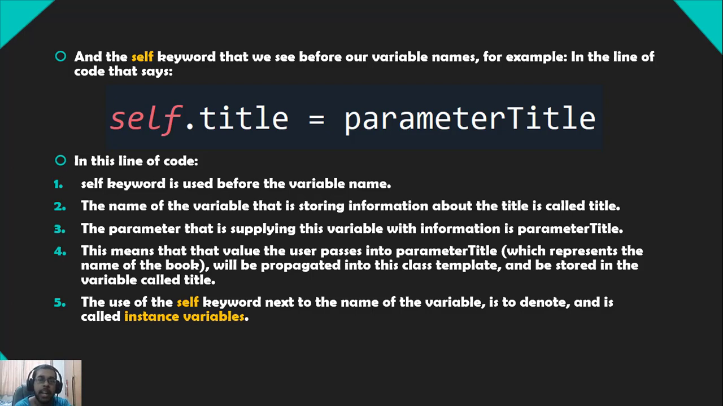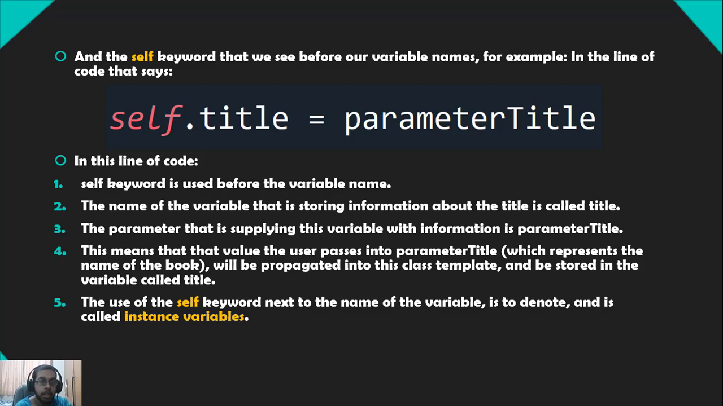For example, in the line of code that says self.title = title, number 1, the self keyword is used before the variable name. Number 2, the name of the variable that is storing information about the title is called title. Number 3, the parameter that is supplying this variable with information is the parameter title. Number 4, this means that the value the user passes into the parameter title, which represents the name of the book, will be propagated into this class template and be stored in the variable called title.